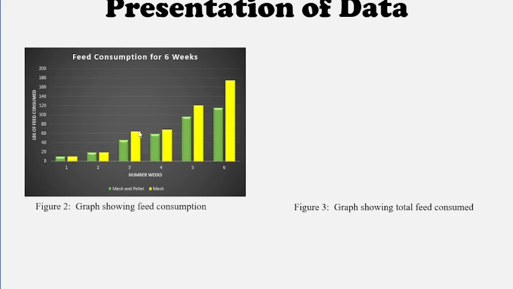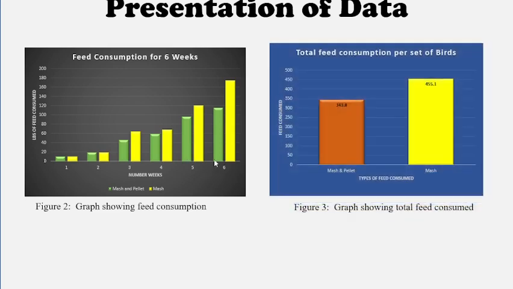Here we have a sample bar chart showing the feed consumption for 6 weeks for both sets of birds. Those in green showing for mash and pellet, those in yellow showing for mash only. And so we have the total feed consumption per set, so each set of birds. The ones that were fed on mash and pellet at 343.8 pounds, while those that were fed on mash only at 455.1 pounds of feed. Remember, you have to label your graphs.